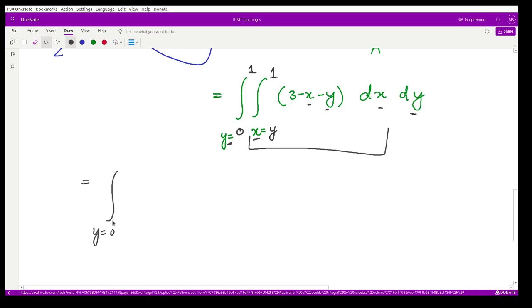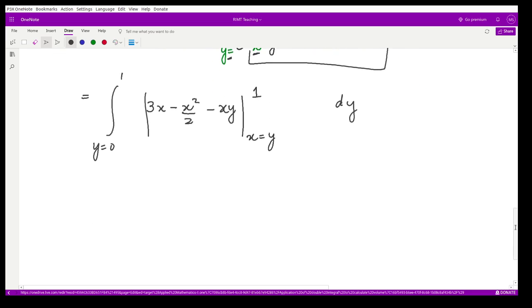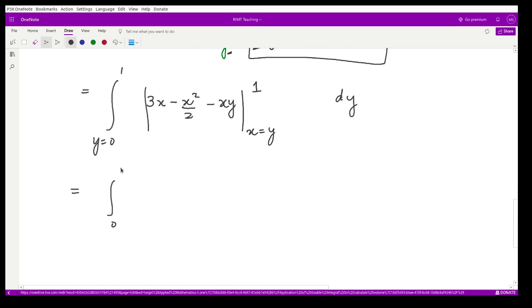So integration y from 0 to 1 as such, dy as such, and then the integration with respect to x. So here we will keep y constant. So 3x minus x square by 2 minus xy, and the limits here would be x varying from the lower limit y and the upper limit 1. So when you substitute this, you will have integration from 0 to 1 of this is equal to 3 minus 1 by 2 minus y. This is the upper limit, and the lower limit, when you substitute in place of x, y. So it would be 3y minus y square by 2 minus y square and dy.